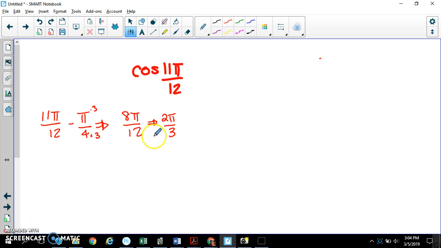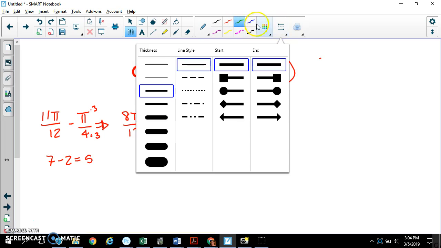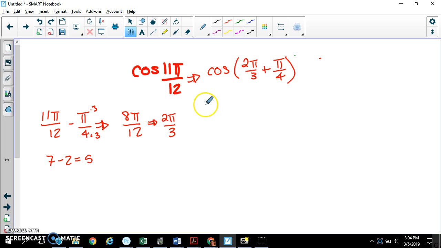So if I take 2 pi over 3 and I add pi over 4 to it, I get 11 pi over 12. Same idea as if you did 7 minus 2 equals 5, you do 2 plus 5 and you get 7. I'm just working backwards. So we have cosine of 2 pi over 3 plus pi over 4. Remember, again, you could do pi over 4 plus 2 pi over 3. It does not matter, just as long as you're consistent. All right, so I'm going to put this into the equation.